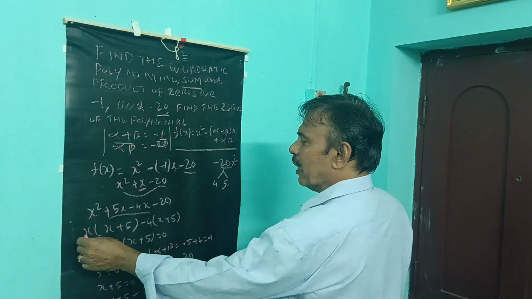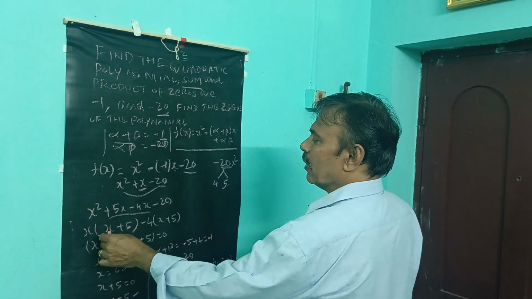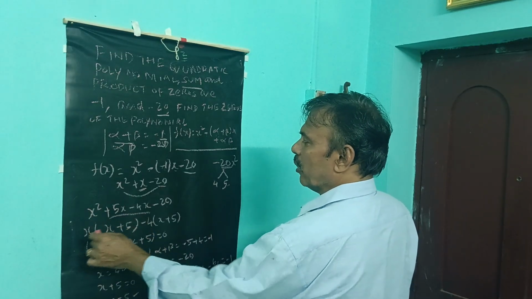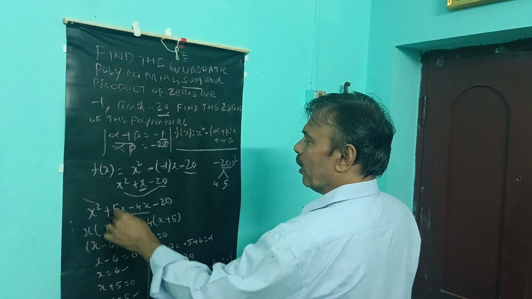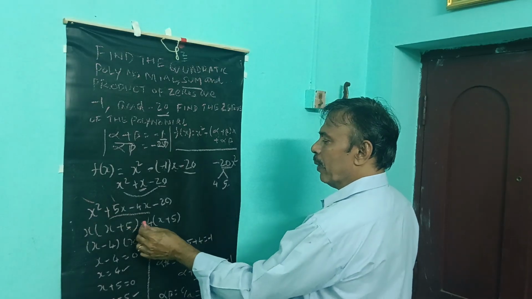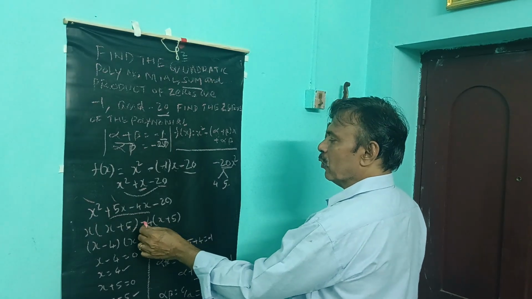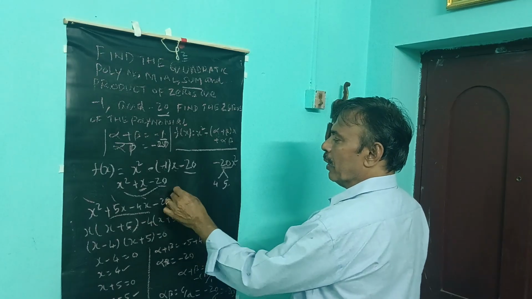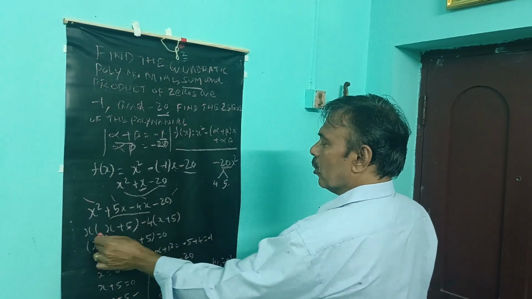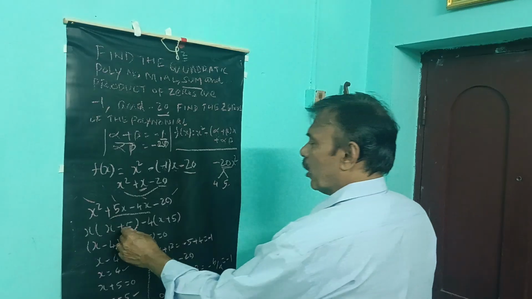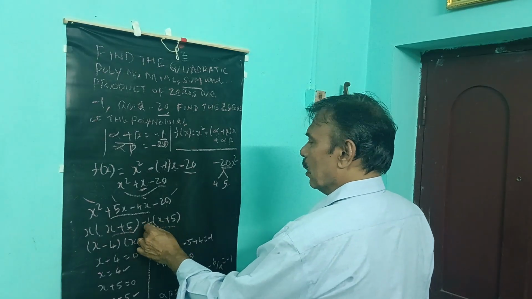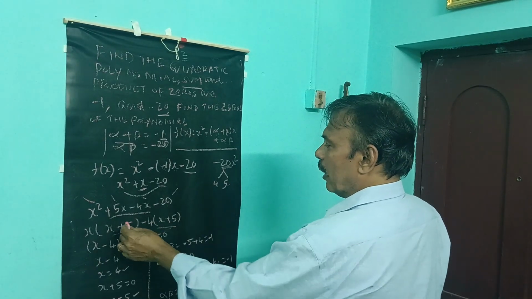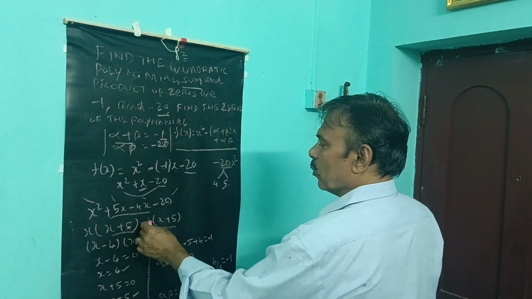Now I am taking x out. So when x is taken out, 5 is left: x into x is x squared, x into 5 is 5x. I am taking -4 here: -4 into x is minus 4x, -4 into plus 5 is minus 20. So this is factorizing. Now x plus 5 is common, so we take x plus 5 and the other factor is x minus 4.